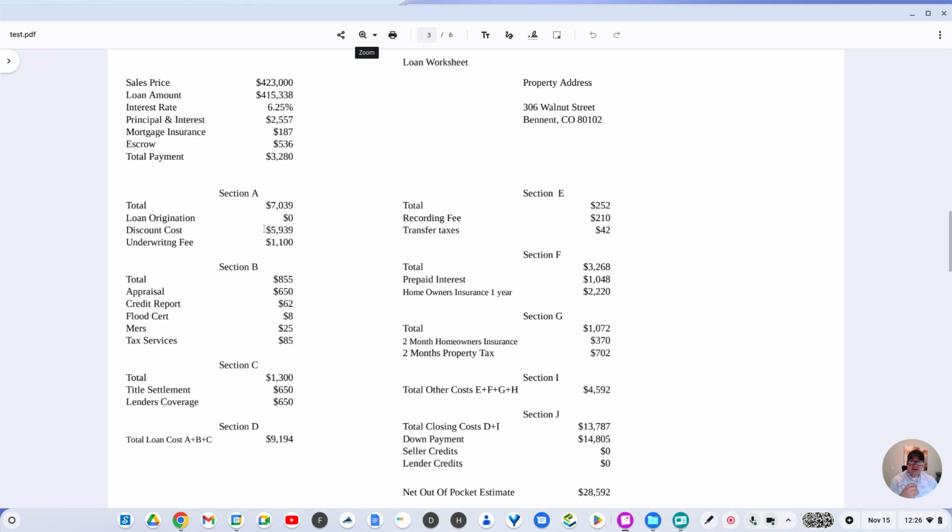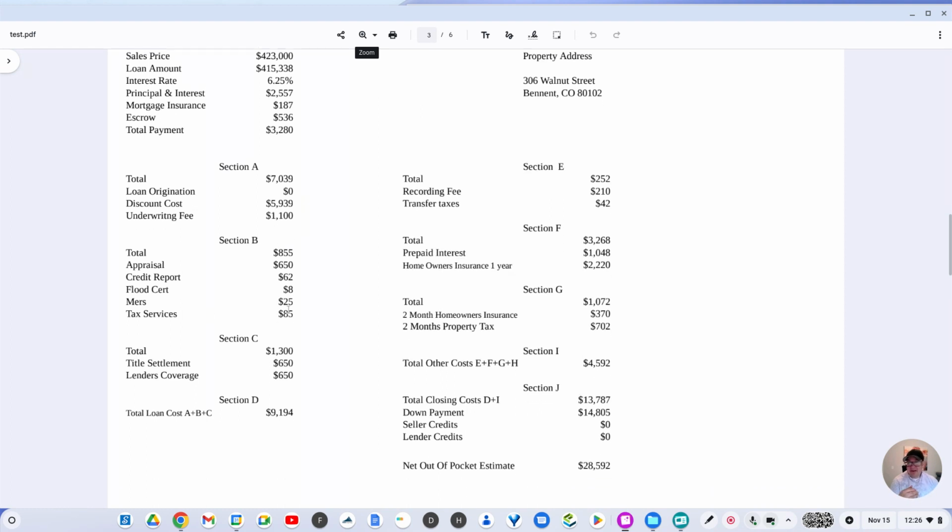Discount points. If you're paying points to lower the rate or you're getting a credit from the rate, this is where it would be shown. It's possible lender credits could be shown down here if you're getting credit from the rate, but for the most part, Section A fees are going to show the discount points if you're paying any discount points and any fees the lender has. In this case, the underwriting fee is $1,100. You'll see some lenders with several fees here.